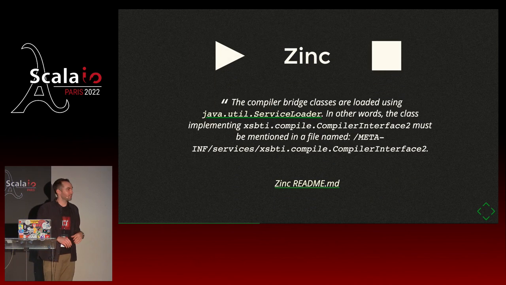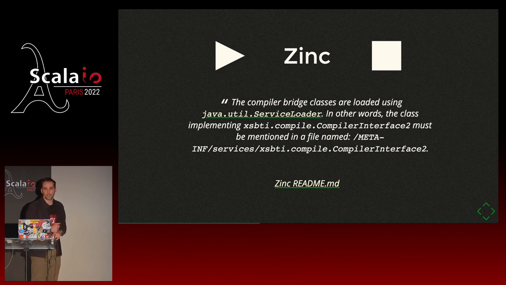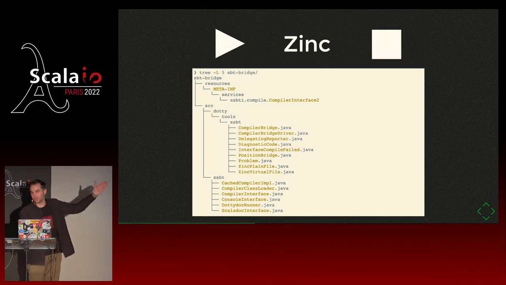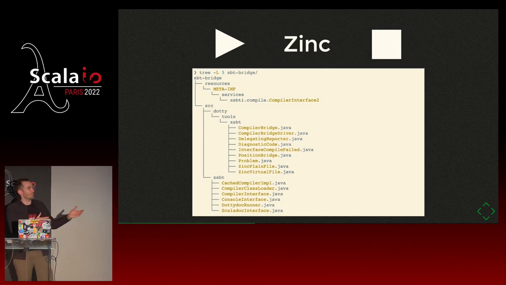If you are ever going to look at the Dotty code base, you'll notice that there is a directory which might confuse you, because it confused me when I first saw it. It's called the SBT bridge. And in my head, I was like, well, why is SBT-related stuff in the actual Dotty compiler? And you'll see a couple things. First of all, you'll see a resources directory that has a compiler interface 2. And if you actually look at the zinc documentation, you'll see this quote: the compiler bridge classes are loaded using Java util service loader. In other words, the class implementing compiler interface 2 must be mentioned in a file compiler interface 2. So that's how zinc knows that this is what implements the bridge.